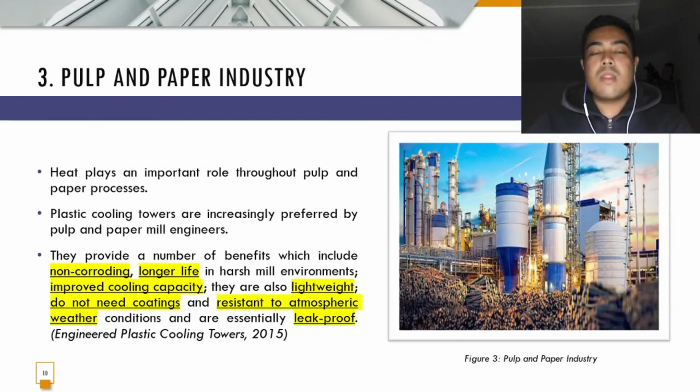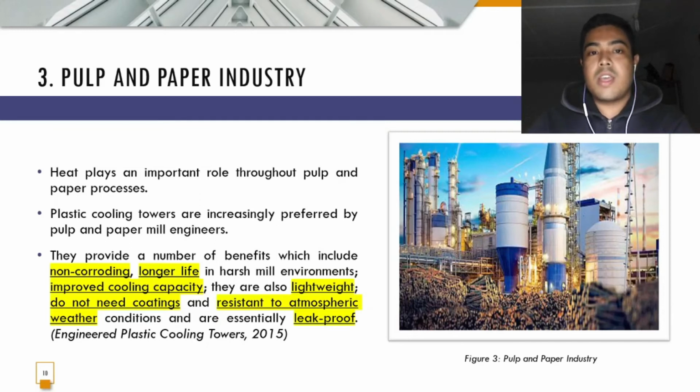And the next application is in the pulp and paper industry. As we all know, heat plays an important role in processes such as the pulp and paper industry. So in this industry, an engineer designed that they need to use a plastic cooling tower instead of a metal one, because the metal one is cost inefficient and expensive.